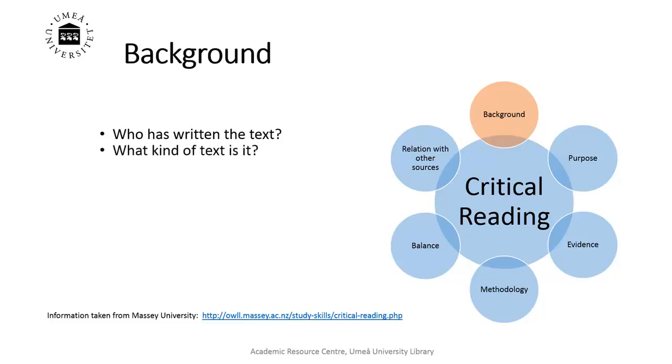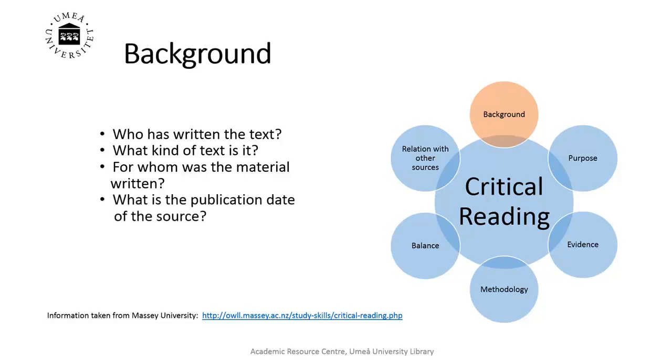Is it from an academic source or a popular source? For whom was the material written? The writing style and structure of a text differs depending on who is expected to read it. Are the intended readers researchers, professionals, or the general public? What is the publication date of the source? Research that was done in 1992 may not be considered valid anymore.